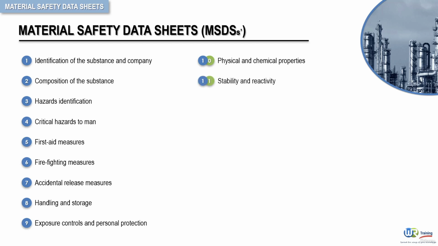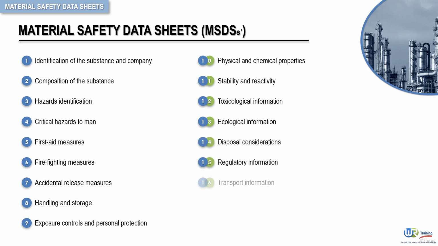Stability and reactivity with reference to conditions and materials to avoid, in particular reference to incompatible chemicals. Toxicological information detailing both immediate and delayed health effects. Ecological information such as mobility, degradability, accumulation, ecotoxicity, and any other adverse effects. In addition to disposal considerations, regulatory information, and transport information.